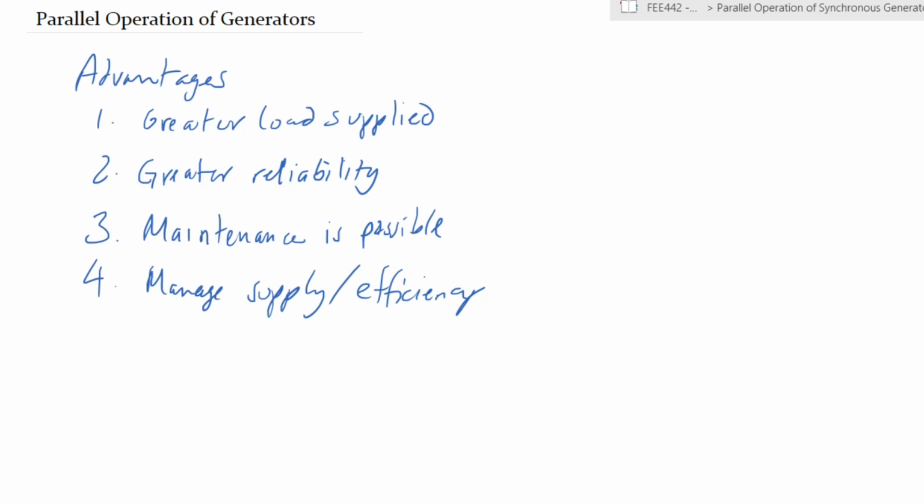So we are talking about the advantages of parallel operation of generators, which are as listed there. As I was saying, you are able to manage your supply, or you manage the number of generators that you have, and you only run them as and when they are required, and that improves your efficiency.